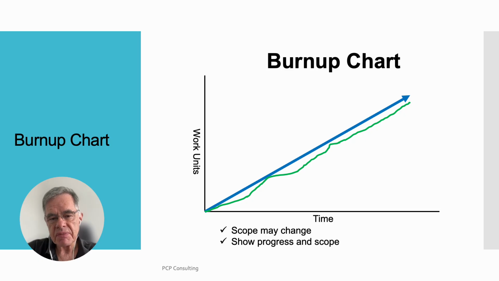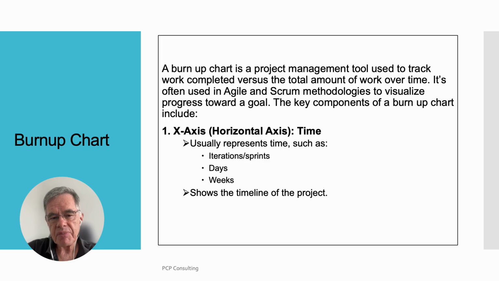Burn up chart. The blue line is the baseline, the green line is actual work, slopes upward, you have time and work units. Scope may change, shows progress and scope. A burn-up chart is a project management tool used to track work completed versus the total amount of work over time. It's often used in Agile and Scrum methodologies to visualize progress toward a goal.